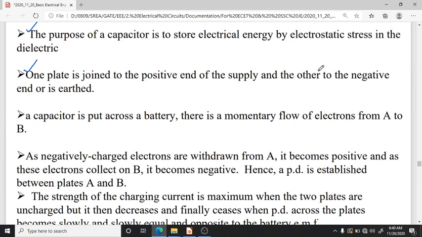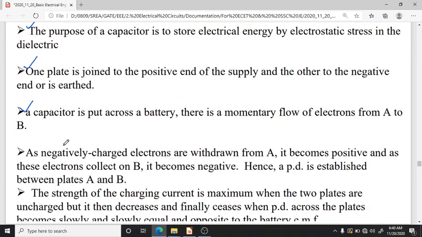A capacitor is put across a battery. There is a momentary flow of electrons between A and B. As negatively charged electrons are withdrawn from A, it becomes positive. As these electrons collect on B, it becomes negative. Hence a potential difference is established between plates A and B.